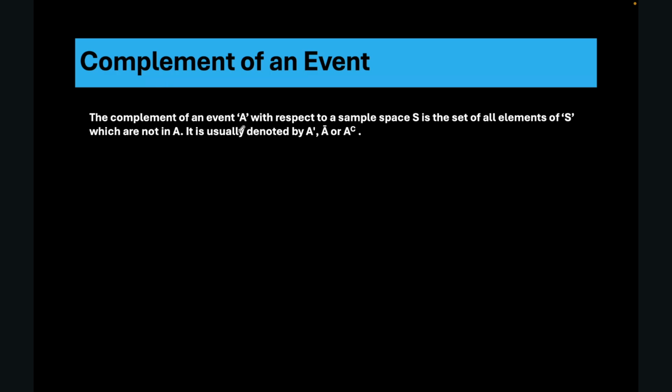So the complement of an event A with respect to a sample space S is a set of all elements of S which are not in A. Now this is really wordy, but in simple words, its complement is whatever is not in a particular event, right? It's whatever is not there, the remaining parts. So you can see the notations of how it is oftentimes written. The most common notation you'll see is probably the A with the apostrophe.